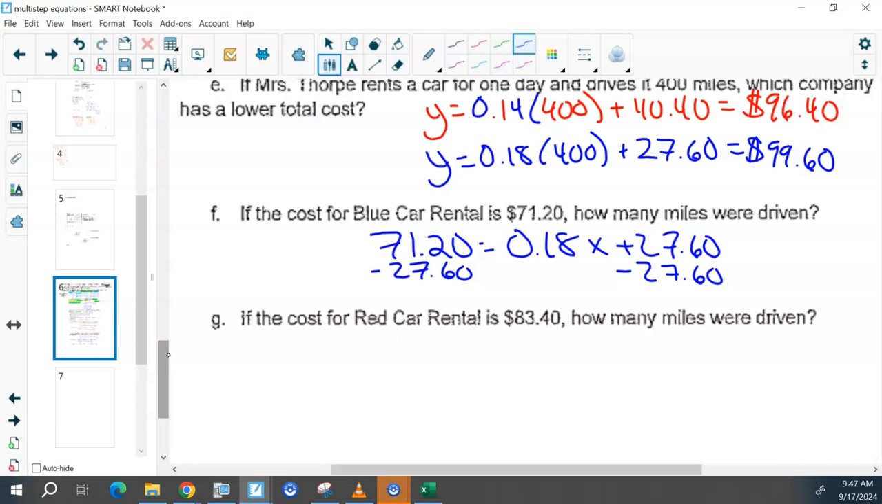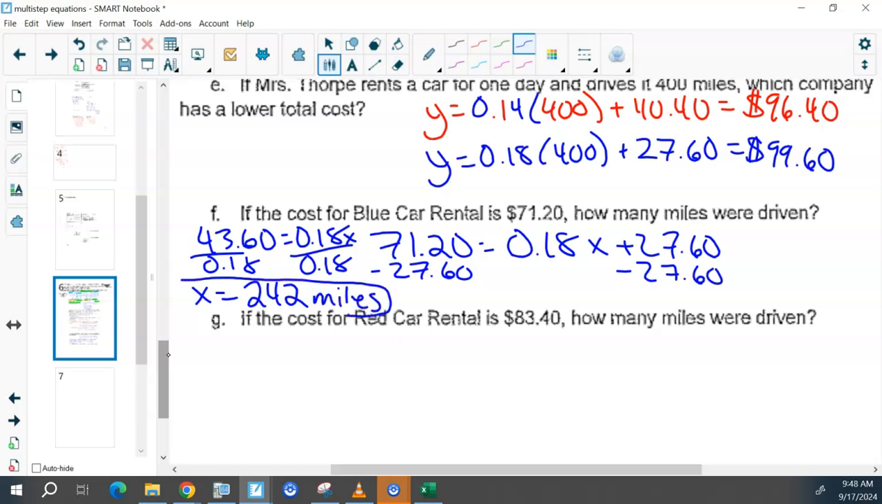What was that as the final answer? Say that number one more time. 43.6. Yeah, I just can't hear it. Okay, and then when we divided, what was that number one more time? For X? For F. 242 exactly. Okay, and then this would be in miles. Now, the other ones we labeled with dollars, so that was our label. This one we actually have to label with words, miles. Okay, and then we're going to do the same thing for G.